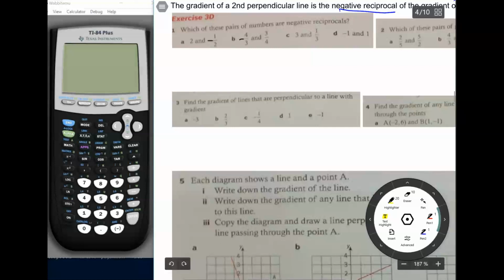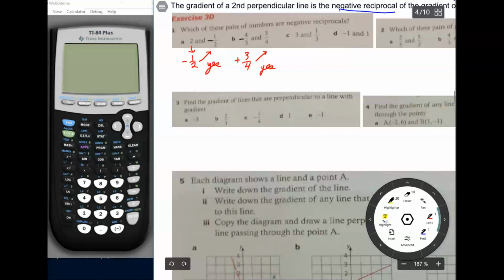Okay, so let's see. If we take the first number 2 and we take the inverse of it, the reciprocal, and then we take a negative, does it equal that? Yes. So they are negative reciprocals. What about negative 4/3 and 3/4? If we invert 4/3, it becomes 3/4, and if we take the negative of it, it'll be plus 3/4. Is that the same? Yes, they are negative reciprocals.